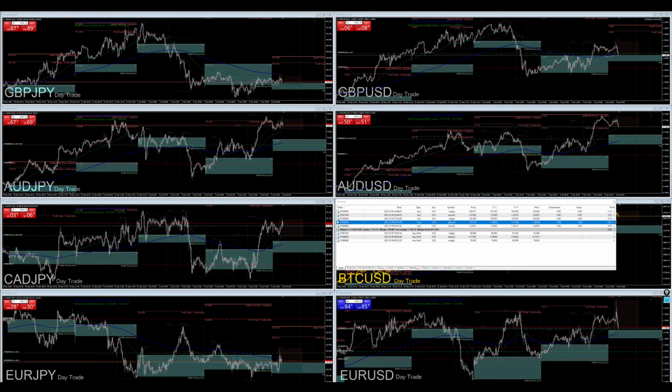All right, there we go. We just got triggered in on the euro US dollar. Markets are starting to move now. That one's going to be 6692.